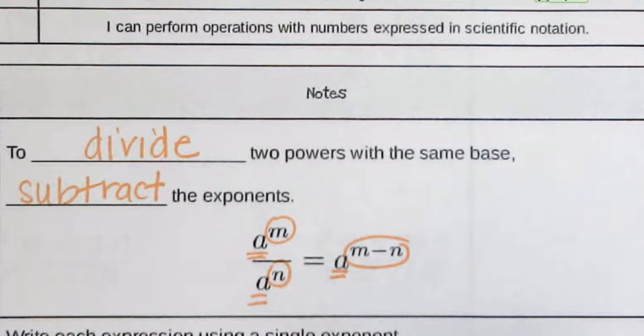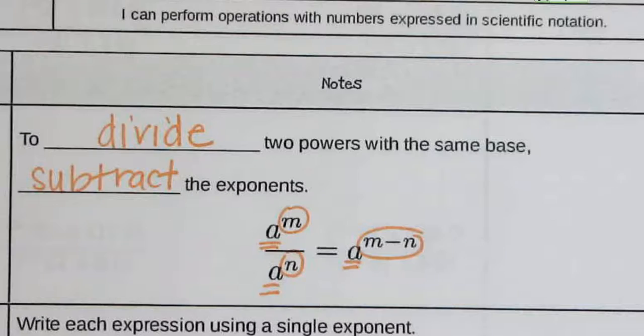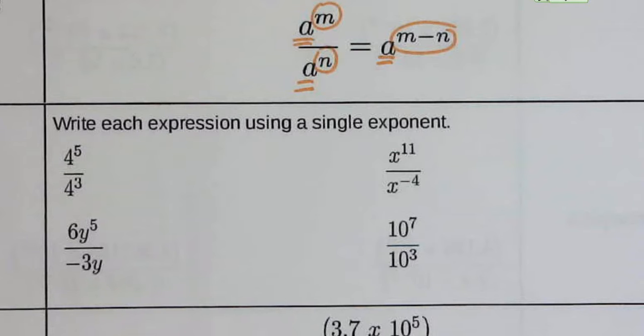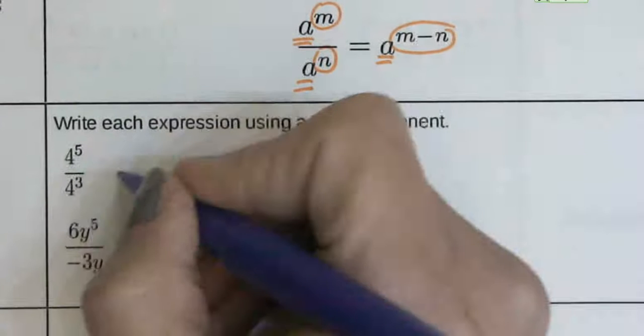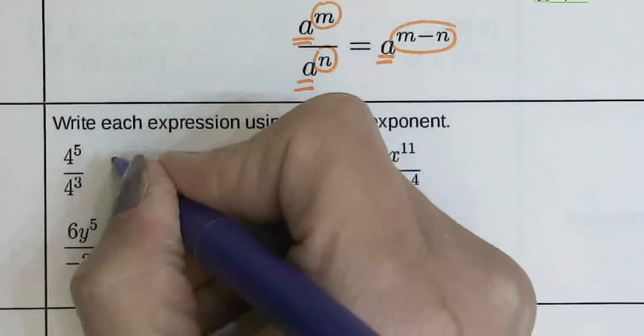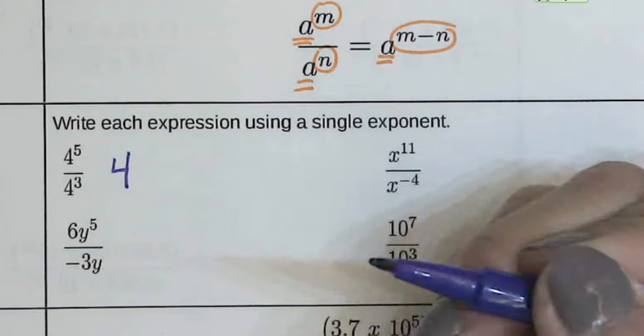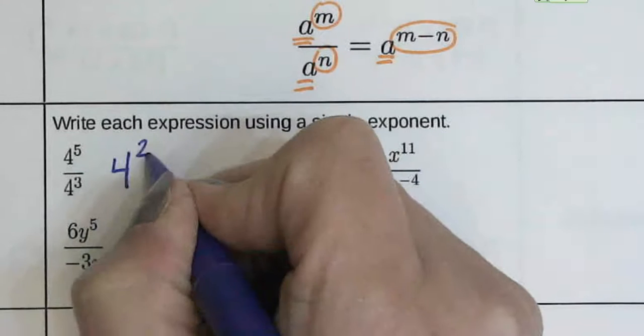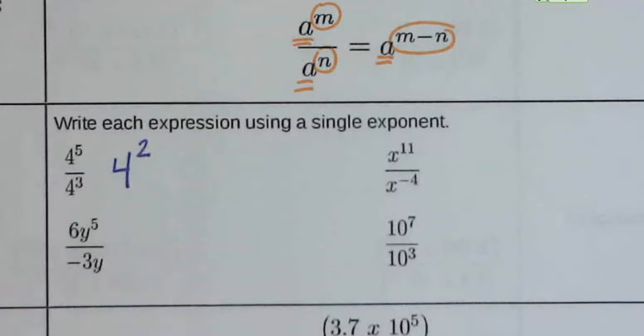I have 4 to the 5th divided by 4 to the 3rd. So I see that my bases are the same, so my base will stay the same in my answer, but then I need to do 5 minus 3, which gives me 4 squared. I then have x to the 11th divided by x to the negative 4th. My bases stay the same. I have a base of x, and then I need to subtract my exponents.